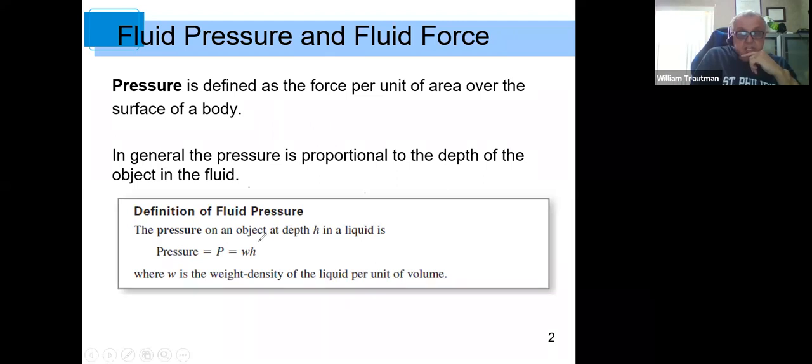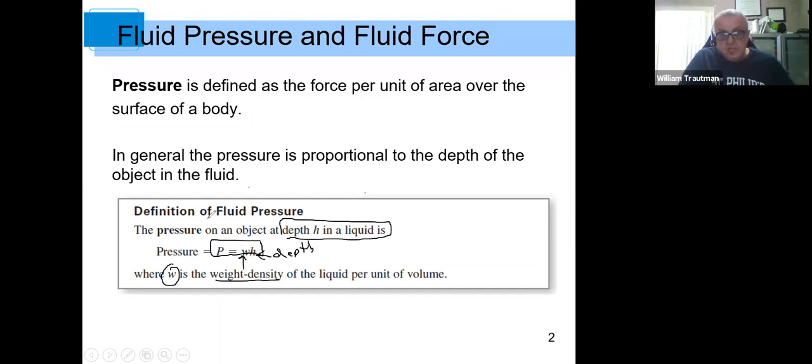Pressure is W times H. W is the density, and H is the depth that the item is in the liquid. So I would write this down, P equals WH, and just knowing that W is the density and H is the depth. I think this is an important part, understanding the depth.